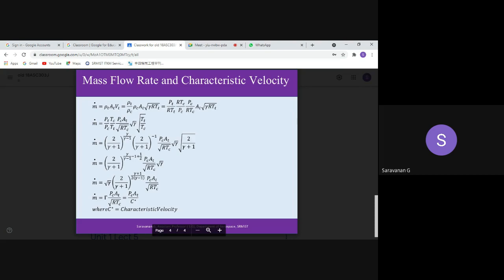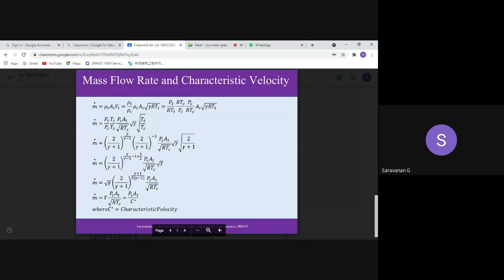Similarly, you can have one more formula: T naught equal to T plus half V squared by Cp. From there only we obtain this Mach number relation. Substituting for Cp as gamma R by gamma minus 1, and gamma RT becomes the sonic velocity a squared, relating it becomes Mach M squared. So T naught by T is equal to 1 plus gamma minus 1 by 2 into M squared. That is one expression.